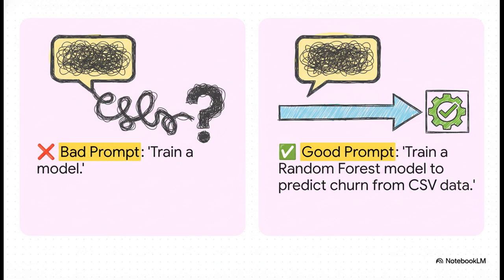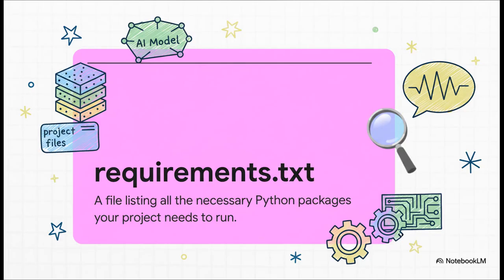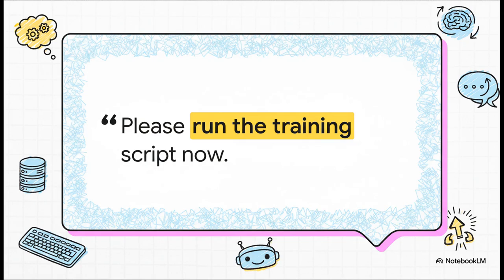That's what gives the AI the power to build exactly what you're picturing in your head. So let's peek inside one of those files Claude just made for us, requirements.txt. Think of this as a shopping list. It's just a list of all the extra software tools your project needs to run. And here's the best part. You don't have to figure out how to install any of it. You can just ask Claude to do it. It's that easy. And what's next?